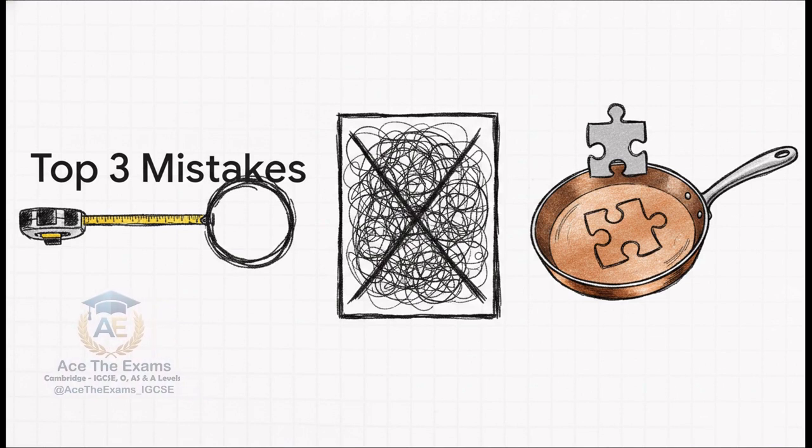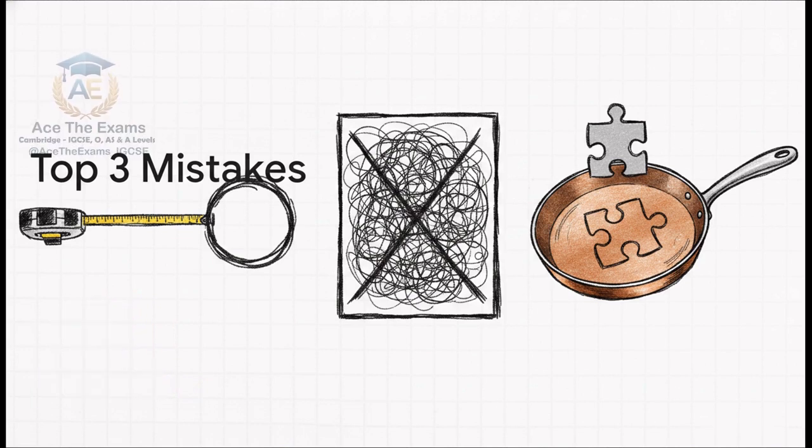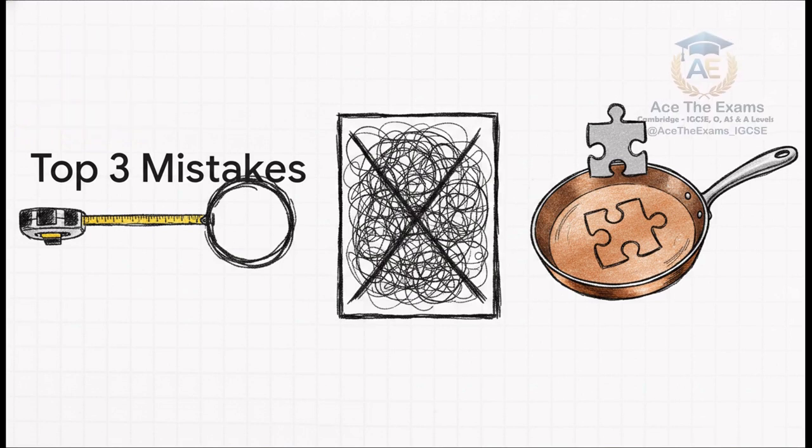If the question specifically asks about a copper kitchen pan, your answer must specifically mention the free electrons in the metallic lattice of the copper transferring kinetic energy. If you just write, the pan conducts heat, you get absolutely nothing. You have to tailor your physics knowledge strictly to the exact scenario on the page.